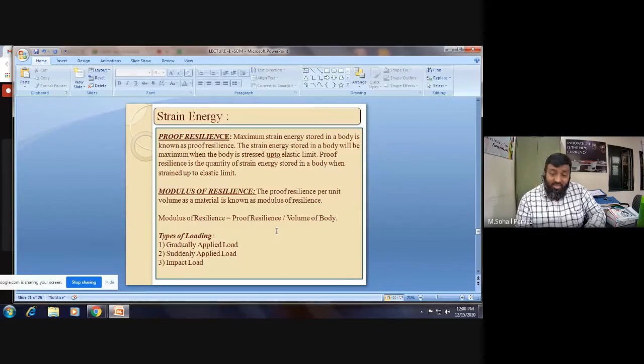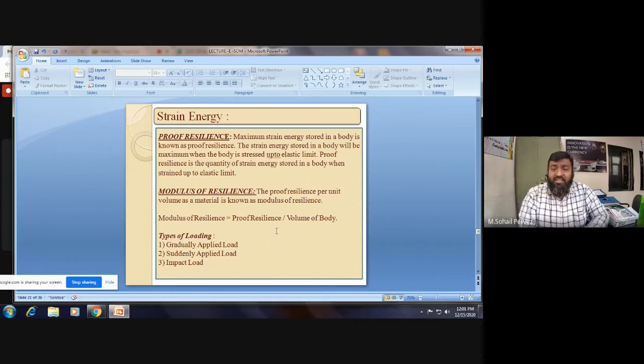As far as loading is concerned, first there is the gradually applied load, which we apply on a vehicle when it is not starting, or the tug of war rope, where we are applying gradual load. Second, the suddenly applied load, say on a weighing machine: we generally go and suddenly apply our load. All of a sudden, the entire magnitude of load is put on the pan. And the third one is impact.